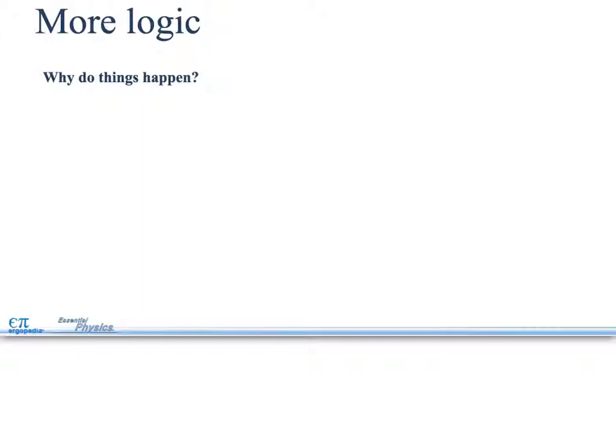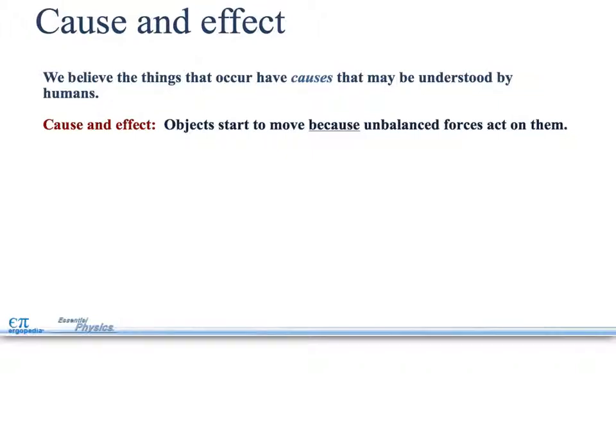Here's more logic. Why do things happen? Why do they actually happen? We believe that things that occur have causes that may be understood by humans. This is called a cause and effect relationship. That's why things happen. Something caused something else to happen. Objects start to move because unbalanced forces act on them.